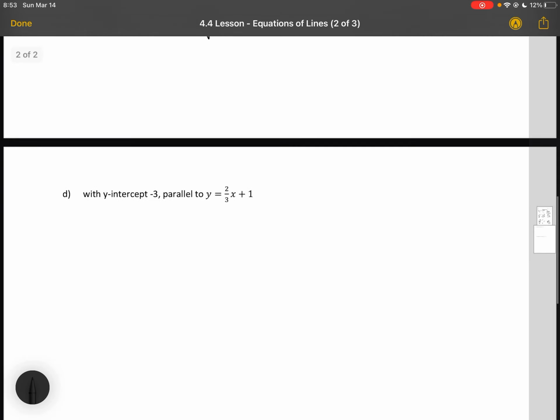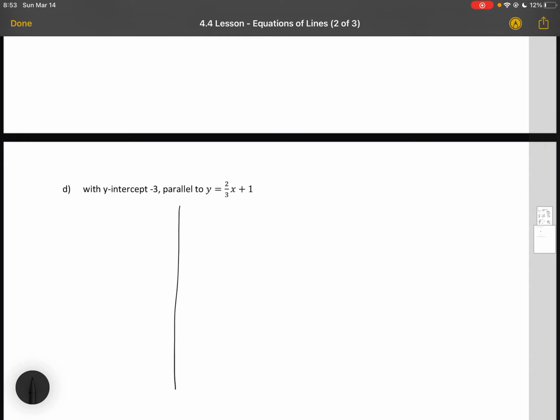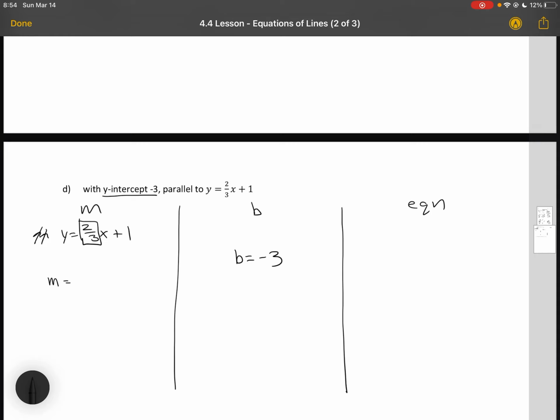Let's try another example. I still need my slope, still need my y-intercept, then I need my equation. The question tells me that the y-intercept is -3. Great, I can write that one down. Now I also know that it's parallel to y equals 2/3 x plus 1. Parallel lines have the same slope, so that means the slope that I'm looking for has to be the same as the one given in the equation.